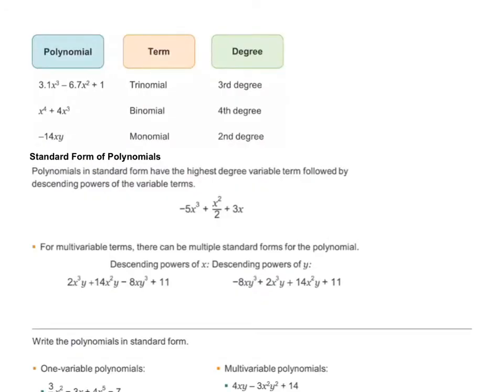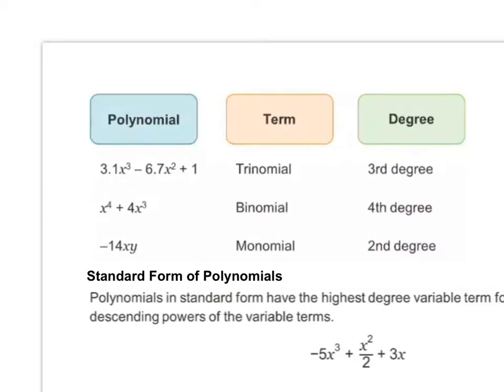Let's take a look at a couple of examples of different types of polynomials. These are all different polynomials, but we can categorize them as a type of polynomial based on the terms and based on the degree, the number of exponents. When I see this polynomial, 3.1x cubed minus 6.7x squared plus 1, I have 1, 2, 3 terms. Therefore, it's a trinomial. And my largest exponent is 3, so it's of third degree.